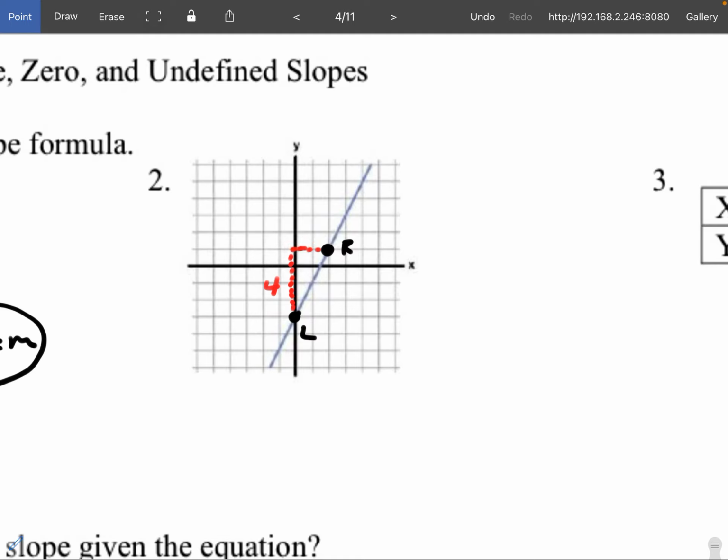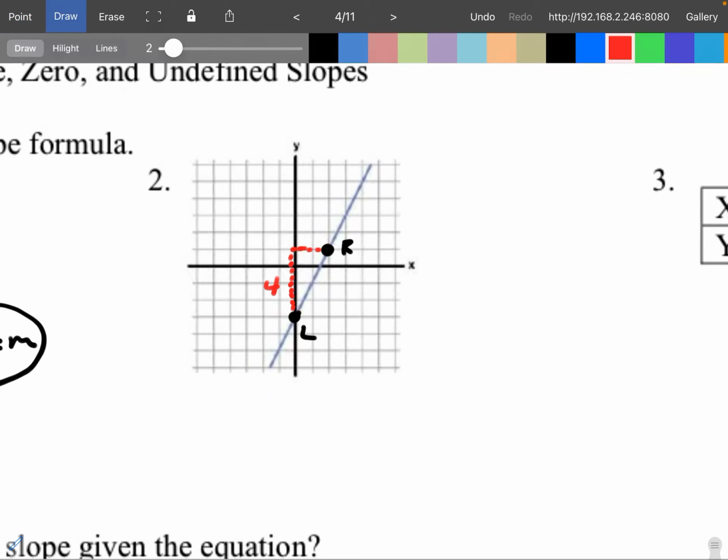So how far did I go up? Yep, and again, we always go left or right. So we went up 4, and then we went right. How many? Well, I was right here. If I'm right there, I'm going to go right 1, 2. So to me, it looks like it's up 4, right 2.